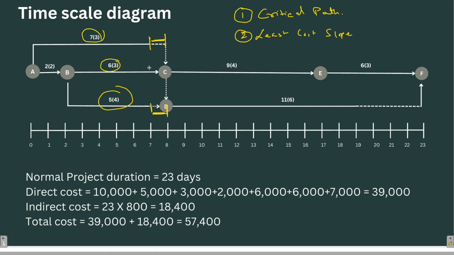And if we crash it for 3 days, these activities will also be crashed. BD and AC will also get crashed, and the cost will also be involved. So we cannot crash it more than 1 day. Why 1 day? Because these activities have float for only 1 day.